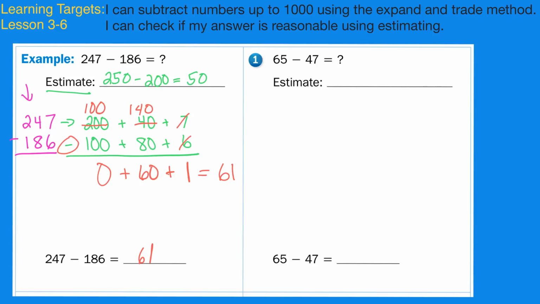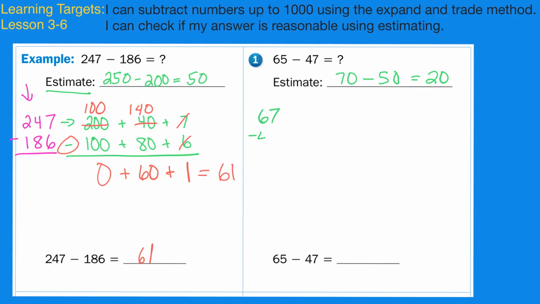All right, now that you've given that a try, let's take a moment while I solve and you can check your work. All right, first I'm going to estimate. I look at 65 and I'm going to round that to 70. 47 is going to round to 50. So 70 minus 50 equals 20. So my answer should be around 20. Again, first I'm going to stack my problem.